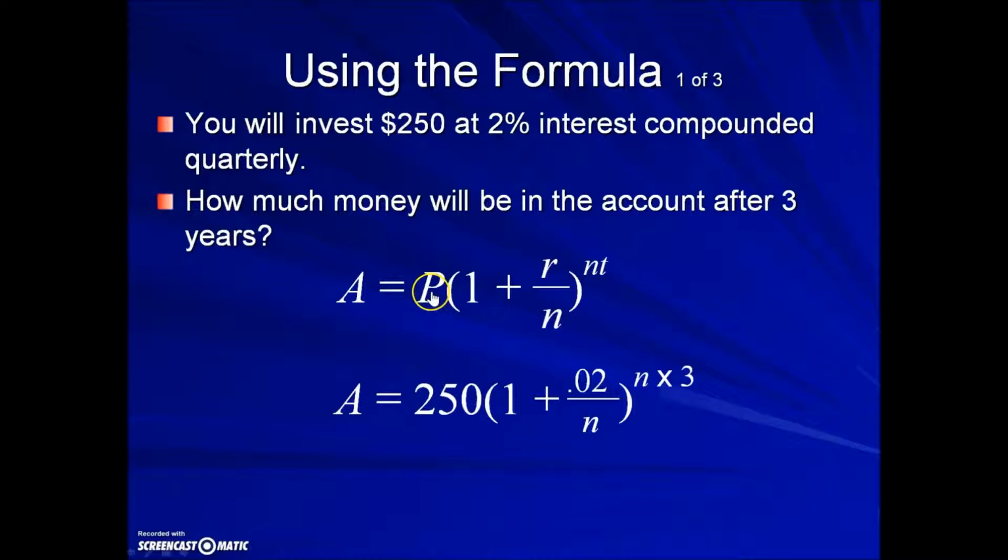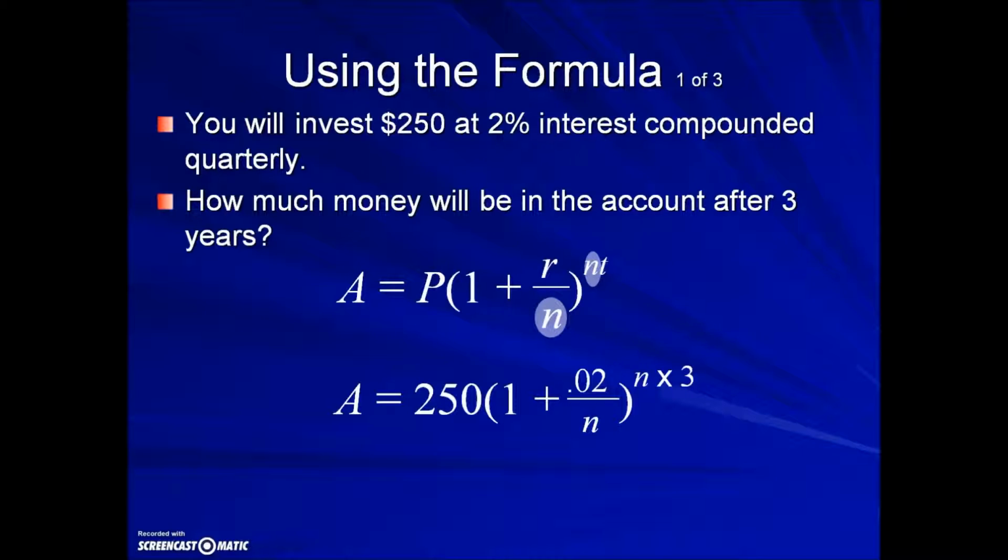The principal is the amount that was invested, that's $250. Lowercase r is the interest rate expressed as a decimal. This account is paying 2%, so we put 0.02. And the letter T here is the time. It says this money will be in the account for 3 years.